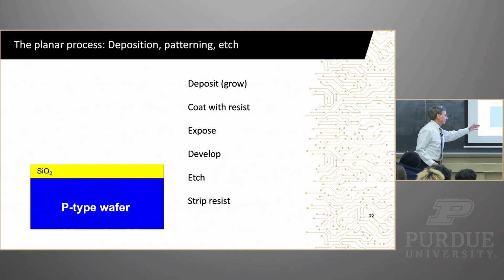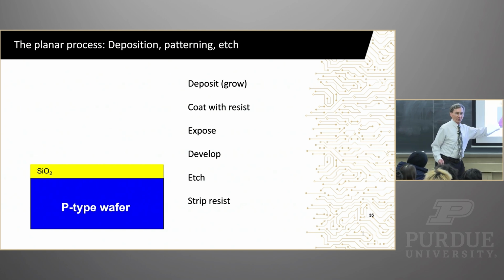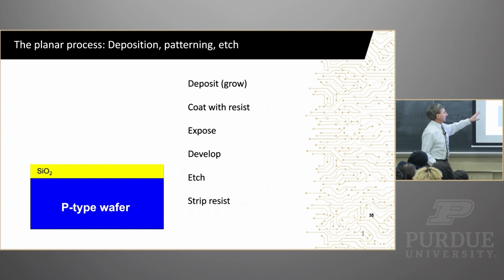But we start with a piece of silicon. This is our silicon wafer. It's p-type, which just means it's got chemical impurities of a certain type. It's got a silicon dioxide layer. The yellow is silicon dioxide, which is our insulator. That's all important. And we have a series of steps.